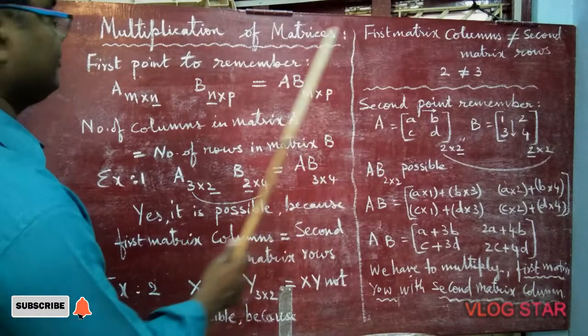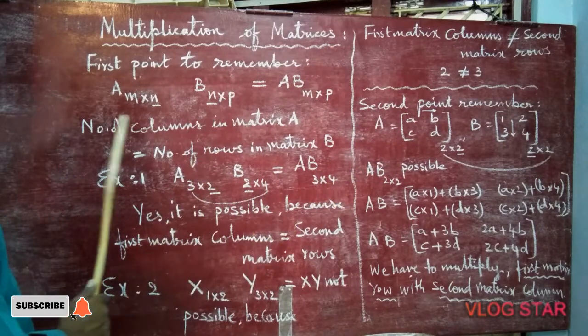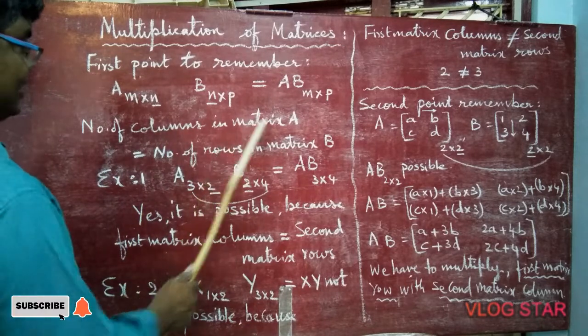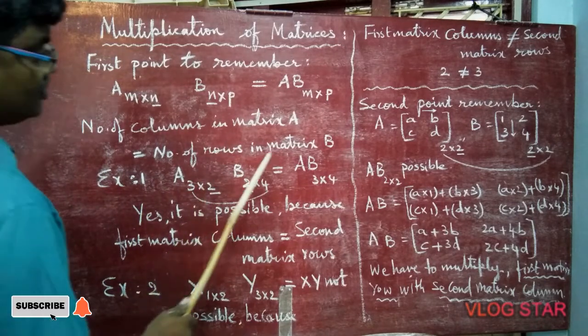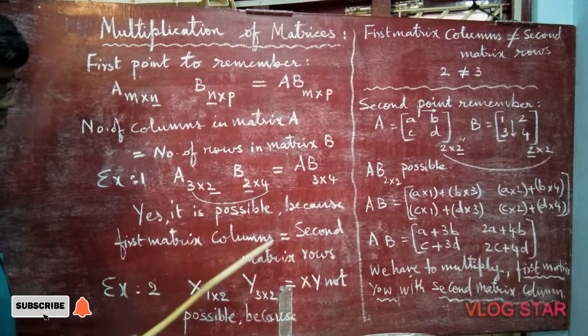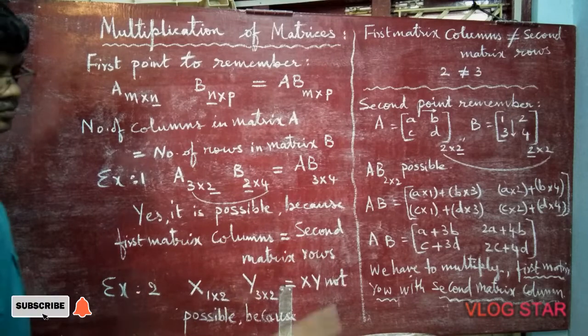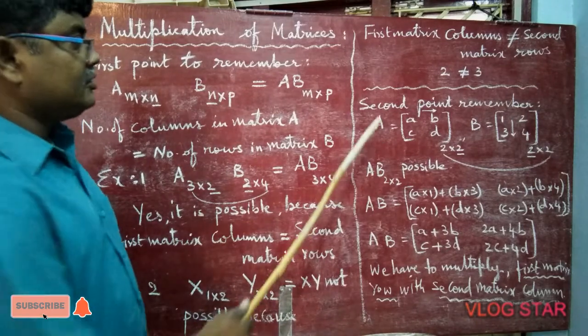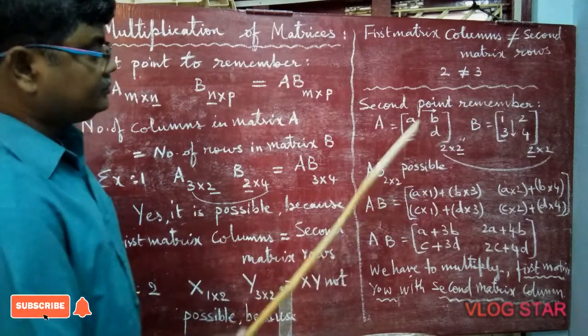Second point to be remembered. First point, what is the first point? Number of columns in the first matrix should be equal to number of rows in the second. To be simple, first matrix column should be equal to second matrix row. That is the concept. Coming to the second point to be remembered.